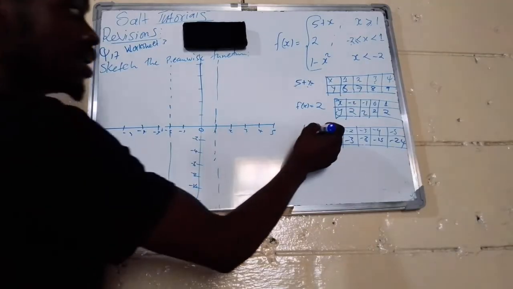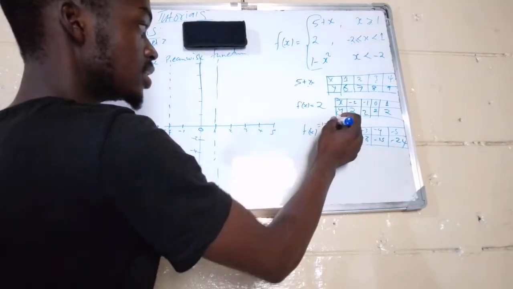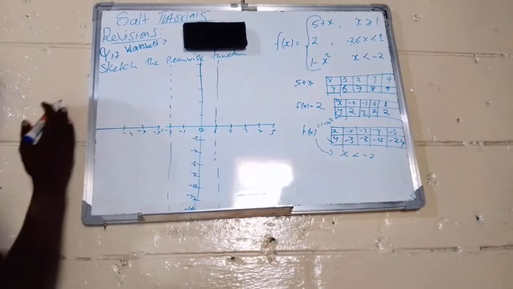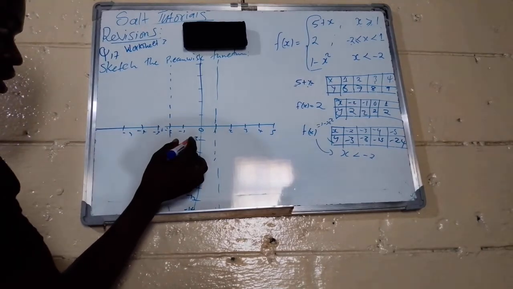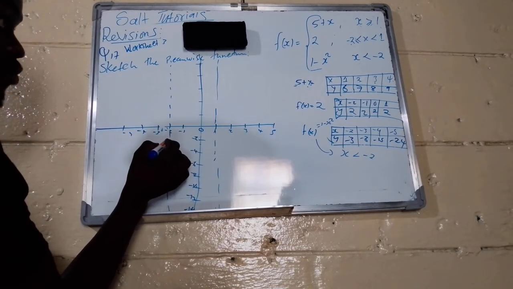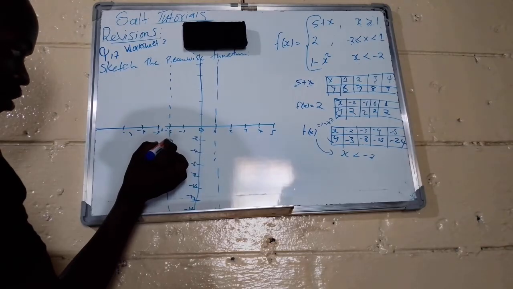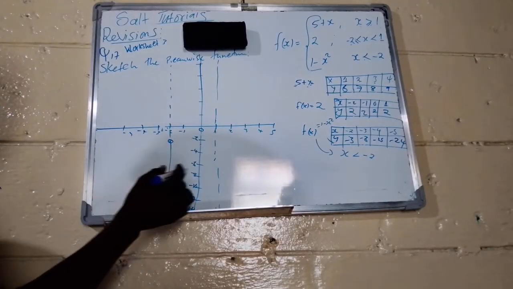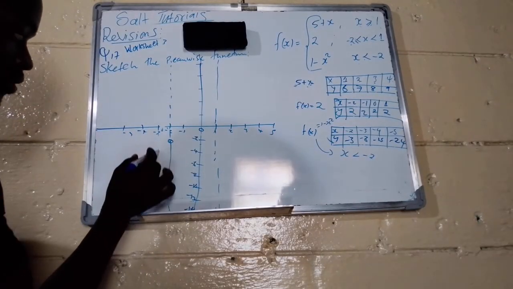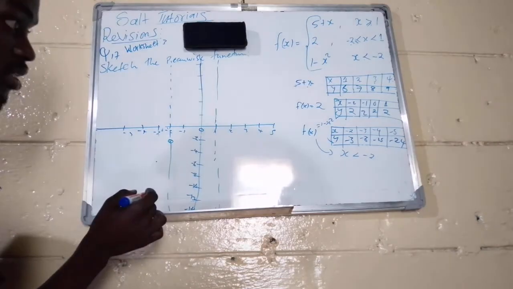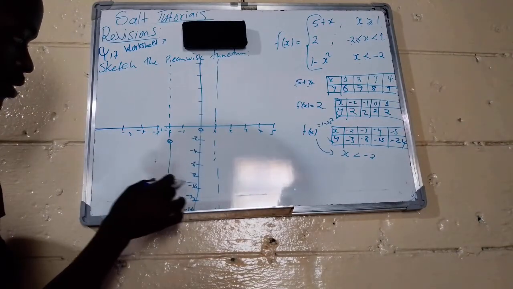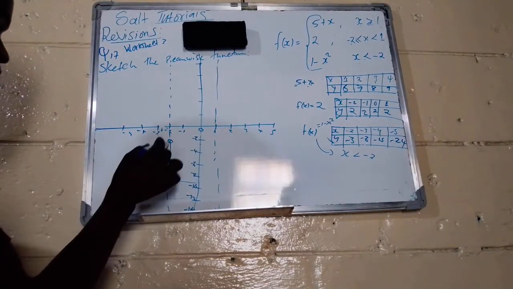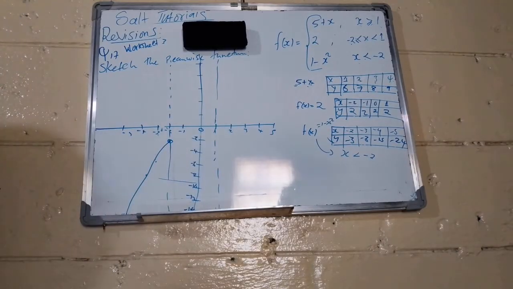So this one is 1 minus x squared. It is the one for what condition? x less than negative 2, this side. So negative 2 comma negative 3 here. What will be my circle? You open your circle like that because it is not equal to. Negative 3 comma negative 8, negative 3 is somewhere there. Negative 4 comma negative 15 is somewhere there. Negative 5 is down there. So this curve is going to move in that direction.